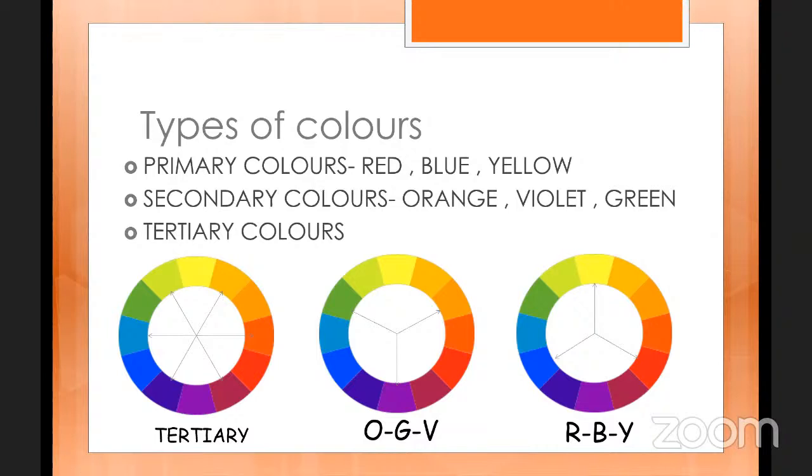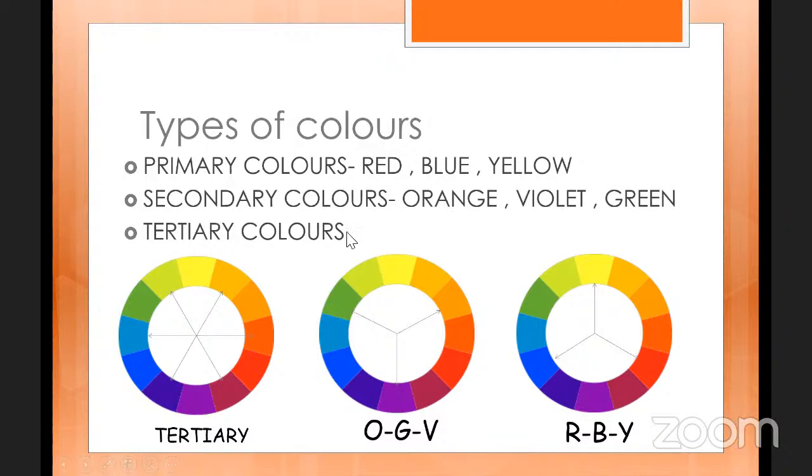In interviews, generally these things are asked. What are the primary colors? What are the secondary colors? And what are the tertiary colors? So red and blue makes violet. Blue and yellow makes green. Red and yellow makes orange. These are the things which you have to have in your mind.